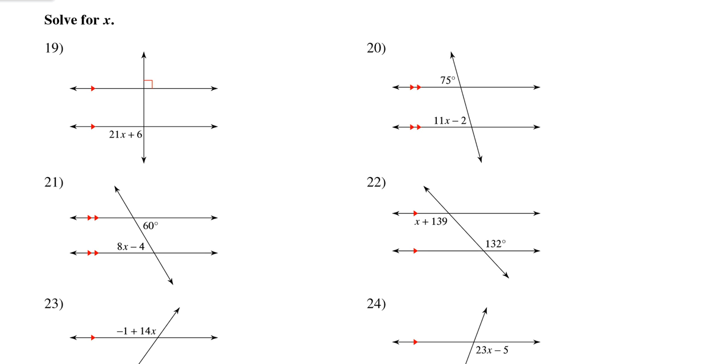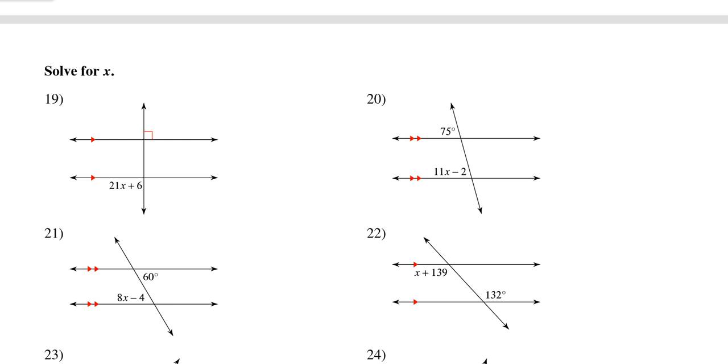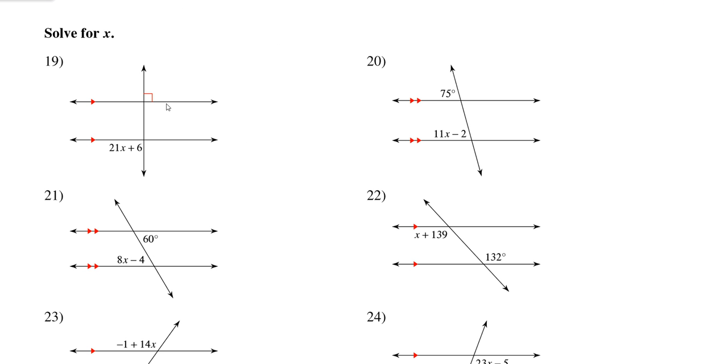All right, on the last page here, we have to solve for x. So this is a little bit different. You're given expressions in the place of angle measures. So let's use the knowledge we were just applying in the last two pages, though. We're looking for the same side interior or same side exterior. If we have same side interior or same side exterior, then they're supplementary, and if not, they're congruent.